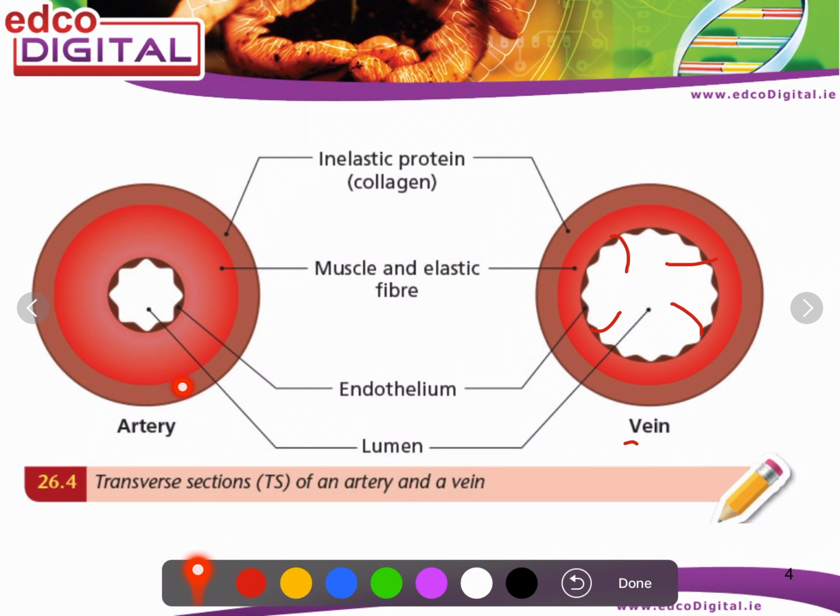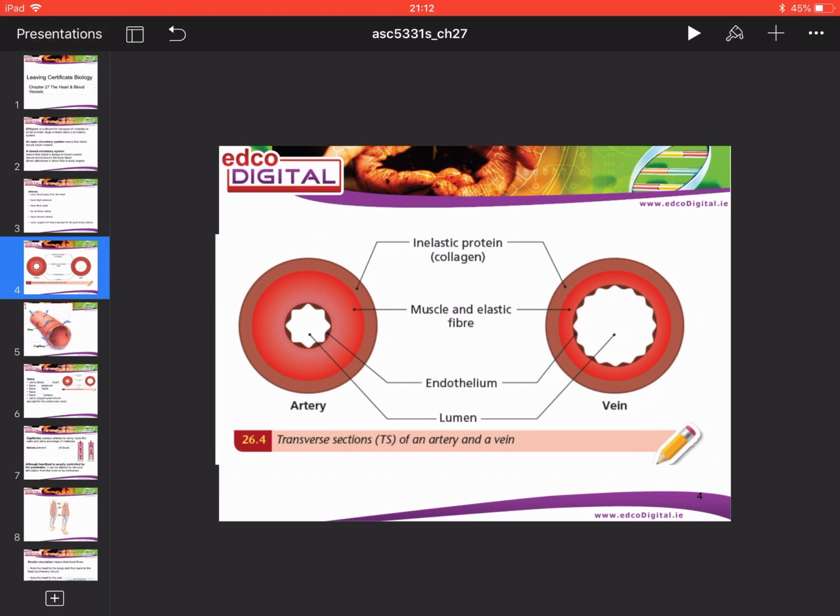On the outside of both, there's inelastic collagen, which keeps its structure. And you can tell that yourself. Sometimes if you press in on the veins on your hands, they kind of spring back out to their normal shape, really. Okay, so that's the structure of arteries and veins.